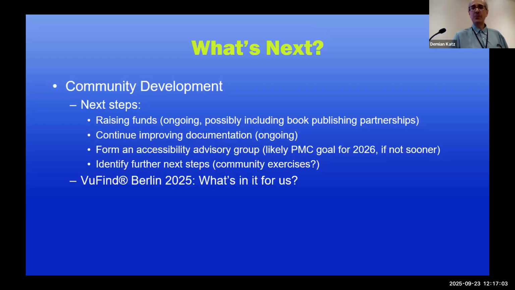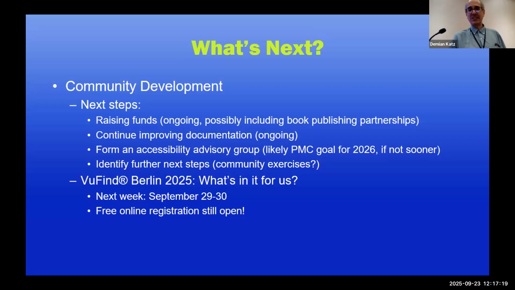Also coming up next week is VuFind Berlin. That's the German VuFind Summit, which is also serving as this year's International VuFind Summit. It's this coming Monday and Tuesday, the 29th and 30th. It is a hybrid event. Free online registration is still open. If you're interested in this, you can just go to vufind.org, click on events. All the links are there.